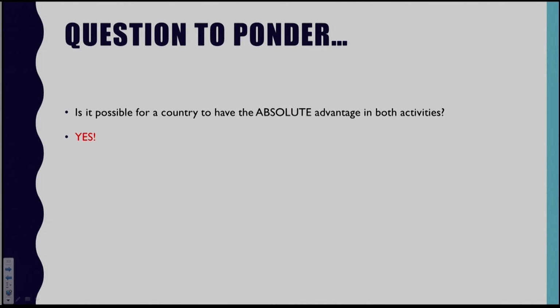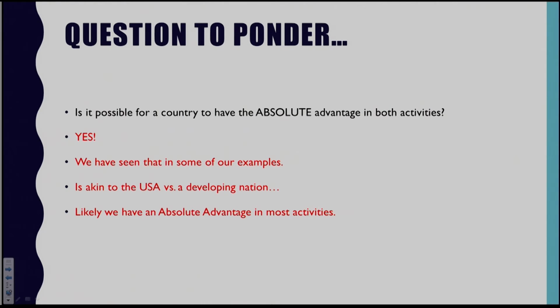Well, the answer is clearly yes. A country can have the absolute advantage in both activities. And we've seen this in some of the examples that we've looked at so far. But this would be akin to the United States versus some developing nation. Likely, we have an absolute advantage in most activities. So when you compare us to a small, poor developing nation, especially a really poor developing nation, yeah, we likely have the absolute advantage in most activities. Anything that we both produce, probably the USA can produce more with the same set of resources.